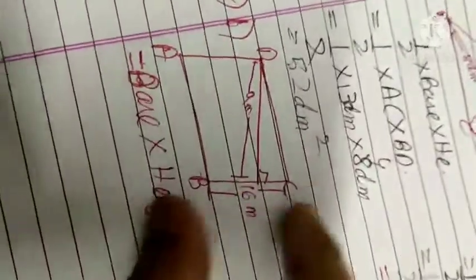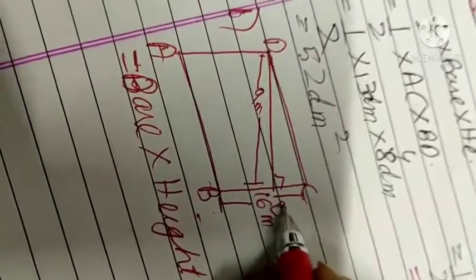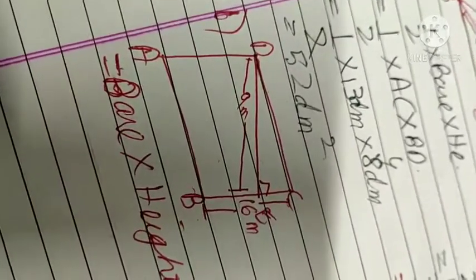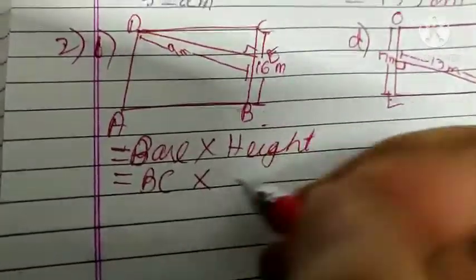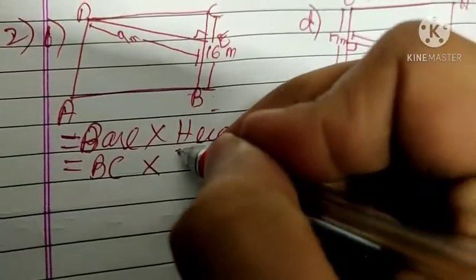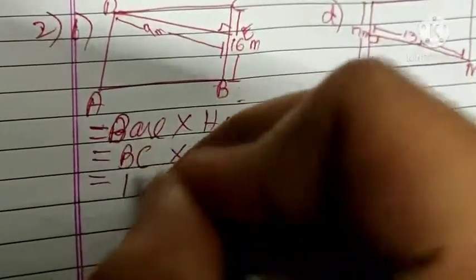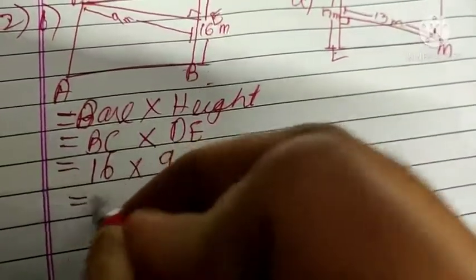Okay. So here base is taken as BC and the height is this D. If we mark it as E, height here is DE. BC is the base and height is DE. Height is the perpendicular distance between the opposite sides. It is DE. Base is 16, height is 9. So 16 into 9 is 144.